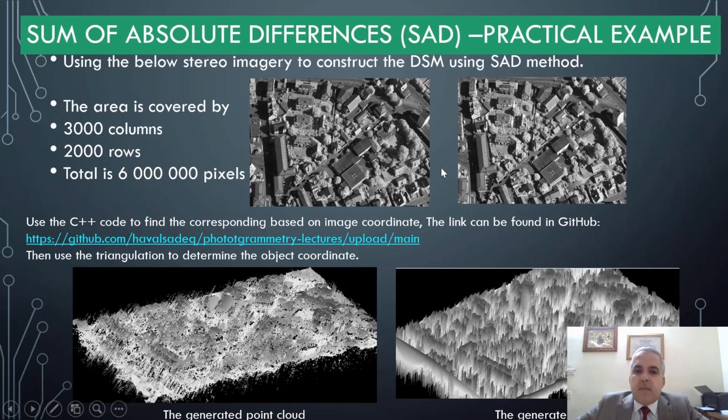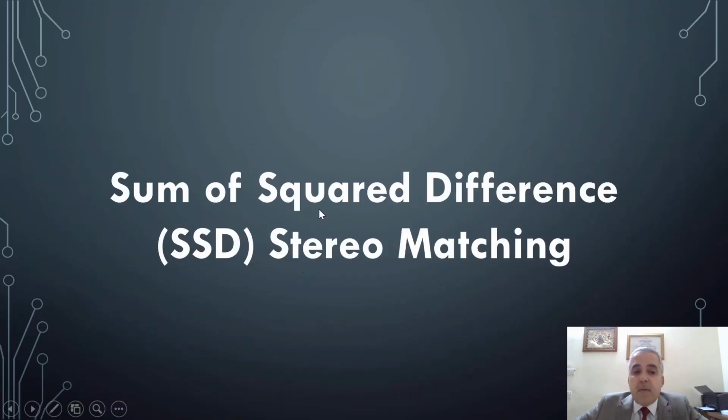Similarly, we will take a sample area, which was 300,000 columns by 200 rows, a total of 6 megapixels. Although the DSM is generated and there are some roads appearing, it is still noisy and not very clear. Let's move to the other one.